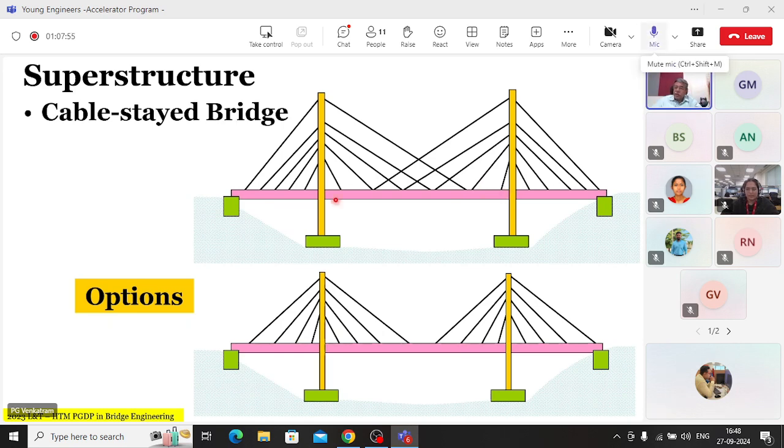Stiffness is not provided by the deck. The deck itself is very slender. As I told you, in cable stayed bridges, stiffness is provided only by the cables. So I'm asking, which deck is more stiffened, this one or this one? First one. So should we have a stiff deck or should we have a very flexible deck?